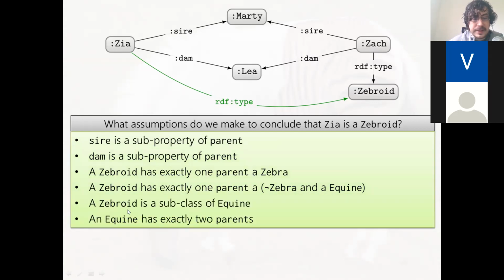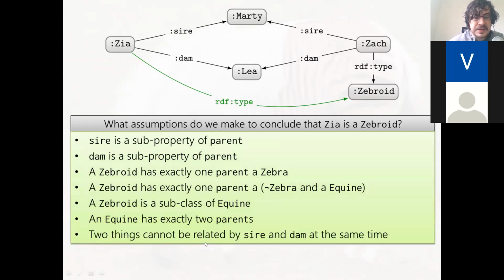A zebroid has a subclass of equine. So a zebroid is a type of equine, a horse-like animal. An equine has exactly two parents. We could even define this more generally and say that an animal has exactly two biological parents. And two things cannot be related by sire and dam at the same time. So a horse can't have the same father and mother.